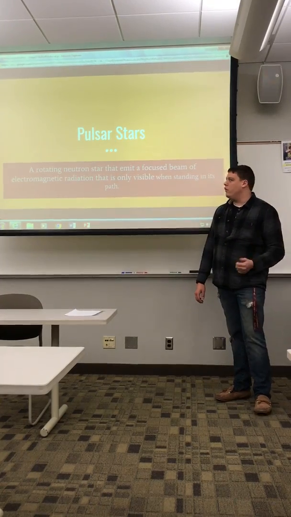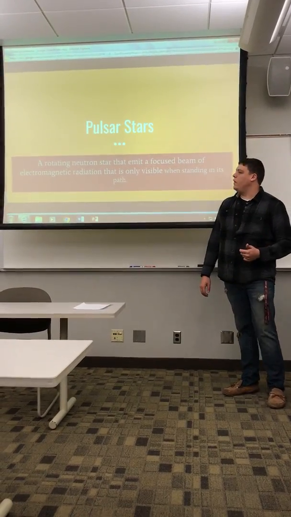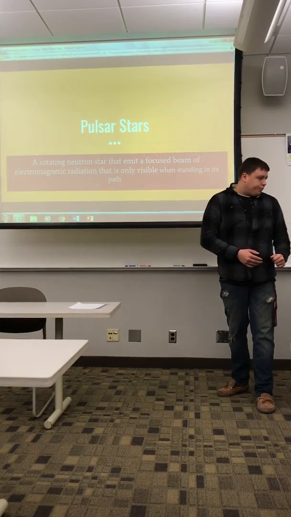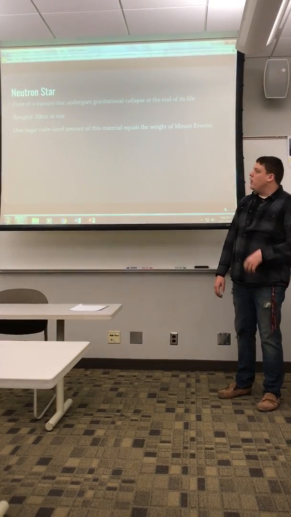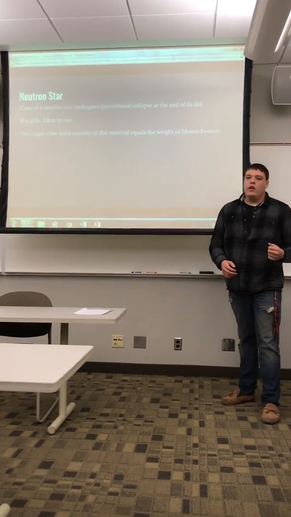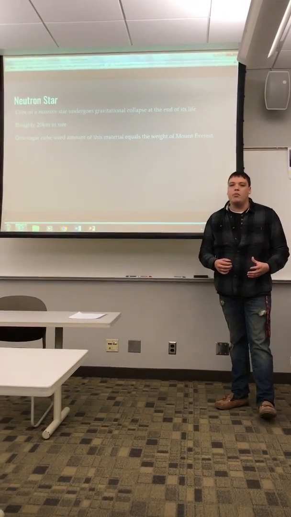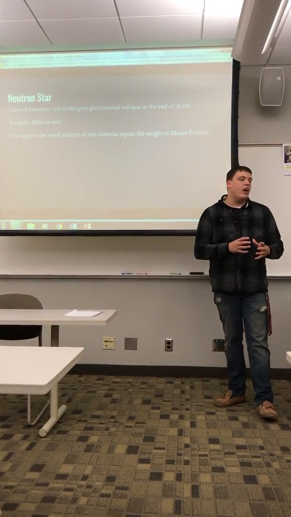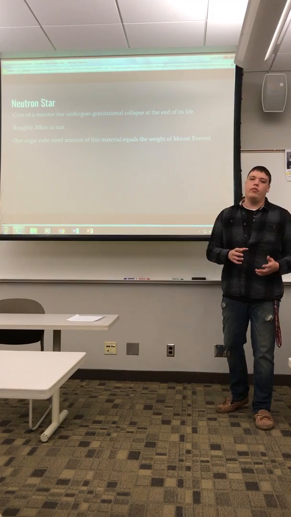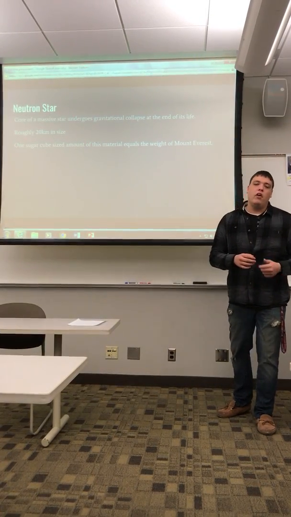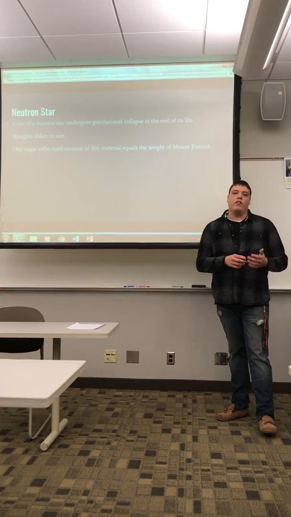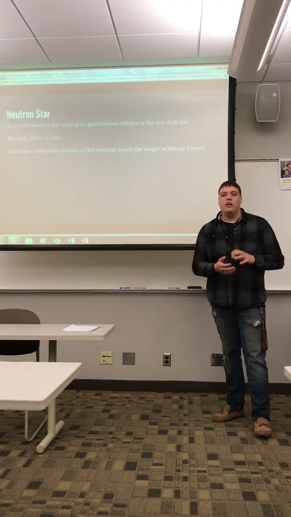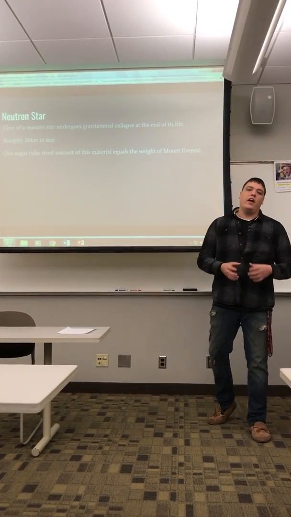A pulsar star is a rotating neutron star that emits a focused beam of electromagnetic radiation that is only visible when standing in its pathway. A neutron star forms when the core of a massive star undergoes a gravitational collapse. It condenses down to about 20 kilometers in size, and the weight of this star is astronomical. To compare it to something else, one sugar cube size of material from this star is equal to the entire weight of Mount Everest. So you can see that it is a very dense star and has a lot of weight.